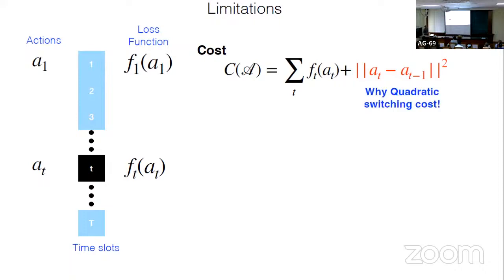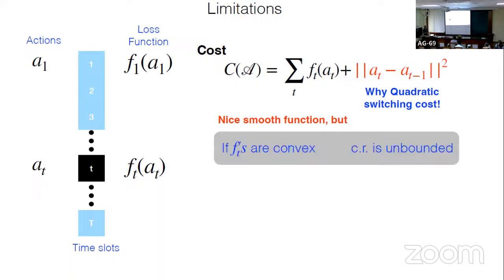All right, so first of all, you should ask the question, why square loss? Why not something else? It's a nice and smooth, differentiable function. It helps in analysis, but it comes with a simple restriction: if you take f_t to be only convex and make no extra assumptions on that, the competitive ratio of any algorithm is unbounded. So it gives you something, but takes away something very large from you. Squared norm has lots of analytical advantages, but it removes the possibility of working with f_t merely convex.